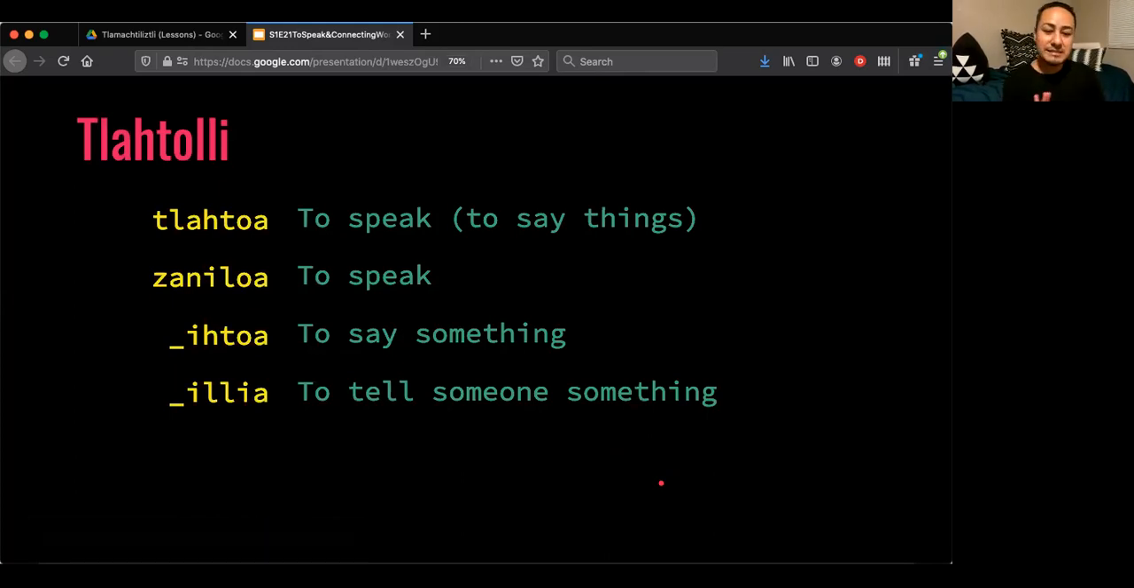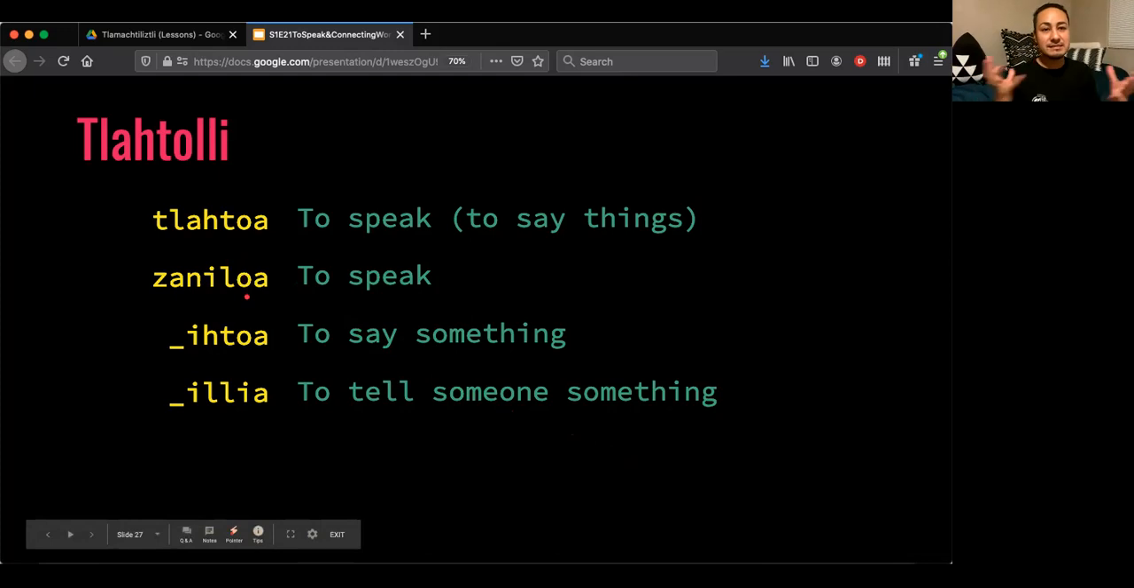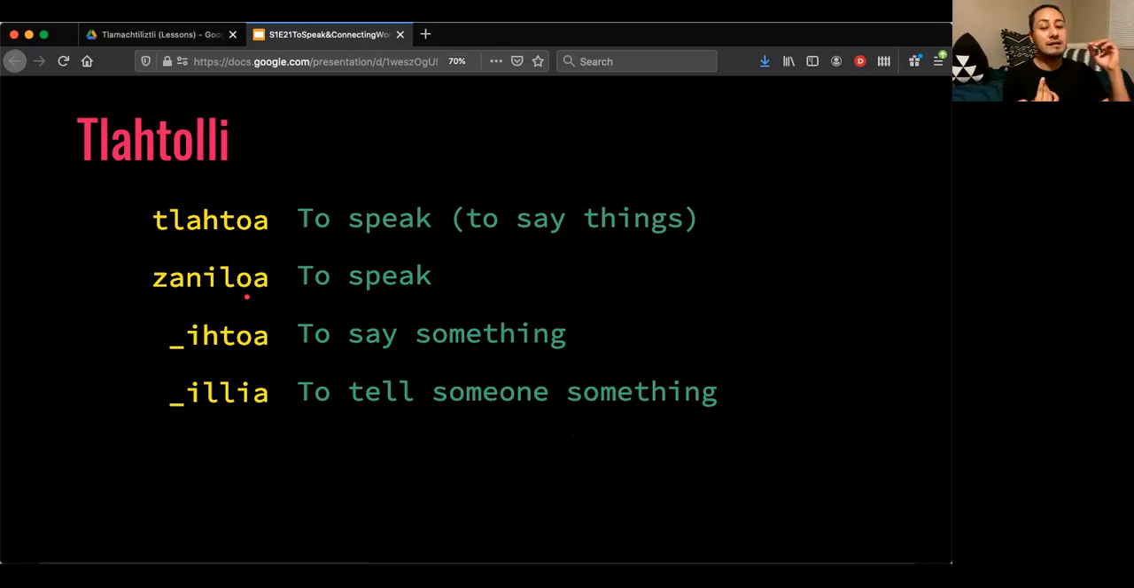Okay, so this is a summary slide to tell you the differences. Tlahtoa and saniloa are basically synonyms. You could say ni tlahtoa or ni saniloa, and they both mean to speak. Literally, tlahtoa is to say things. Saniloa is probably coming from the word sanili, which remember means a word or speech, and then it became a verb. Saniloa means something like to carry out a word.